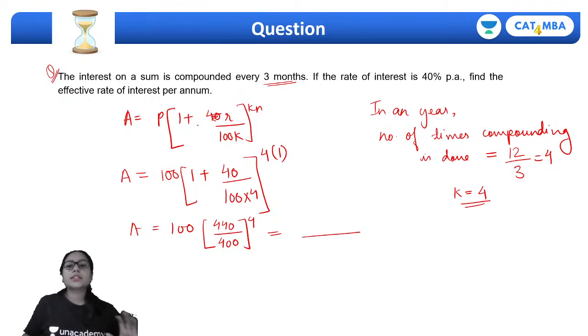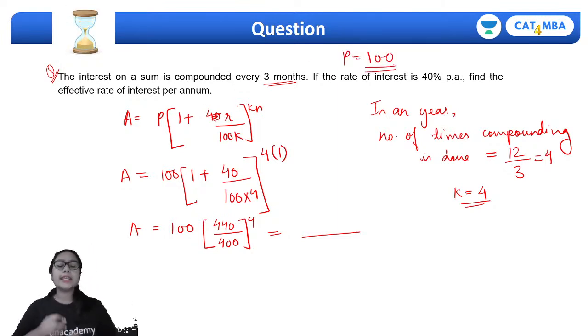Okay, so in this question, just for the ease of calculation, I have taken principal is equal to 100. You can take any other number as the principal, or you can take it as x or any other variable and solve. The answer would be same in all cases. Okay, let's try to simplify this.